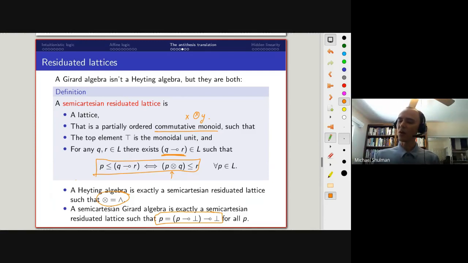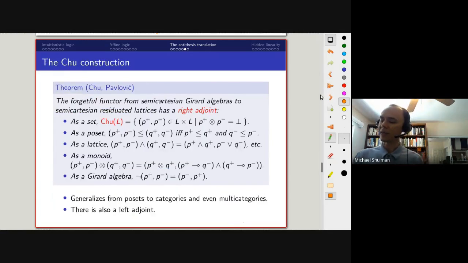So now we have this notion of residuated lattice, which includes the Heyting algebras at least, and we have a forgetful functor from Girard algebras to residuated lattices. And now I'm going to describe an adjoint to this functor. So just like the double negation thing, H double negation, is a way of making a Boolean algebra out of a Heyting algebra, now this is going to be a way of making a Girard algebra out of a residuated lattice.